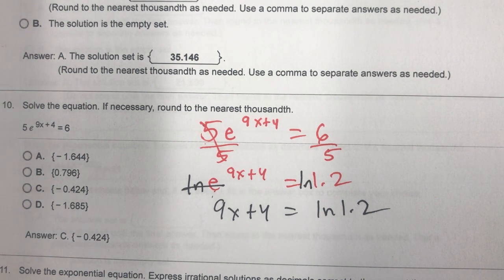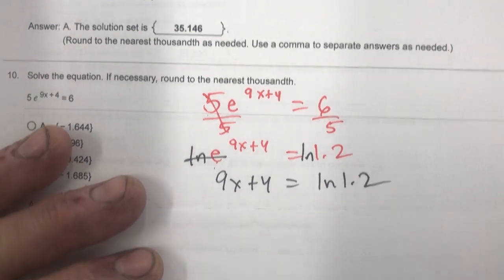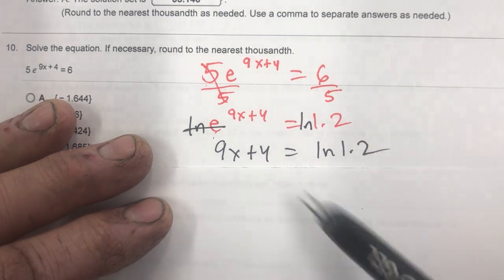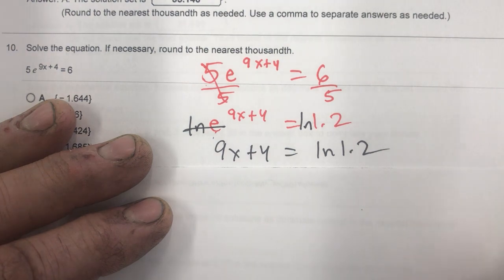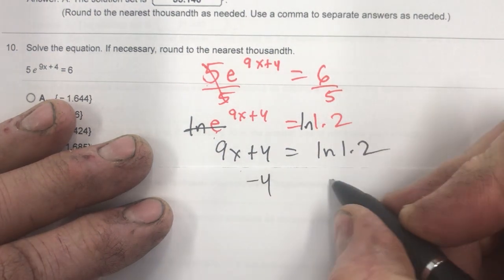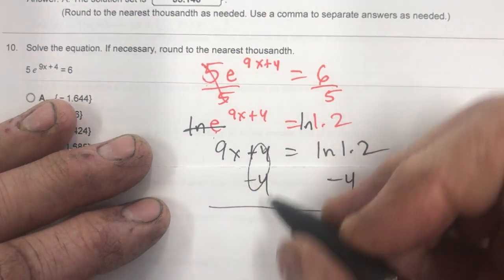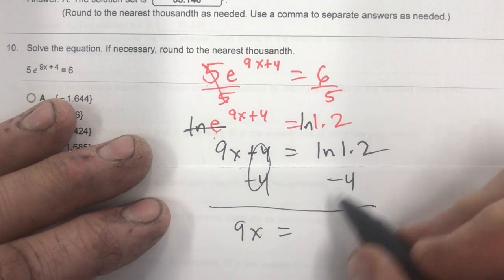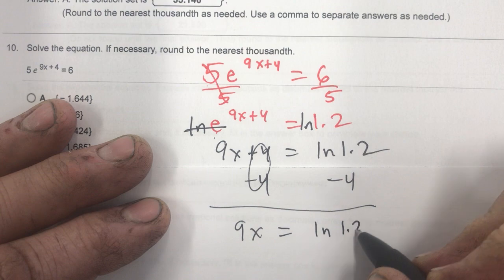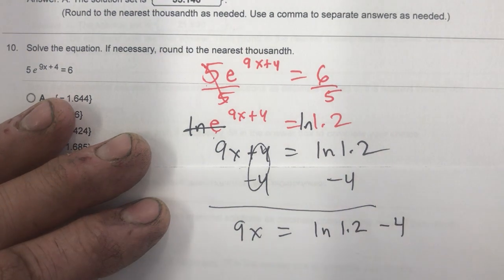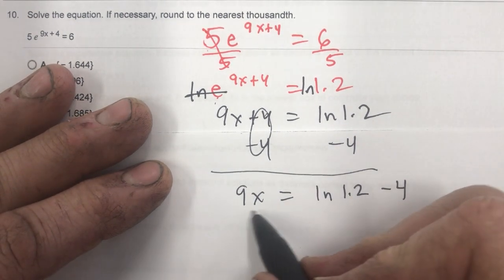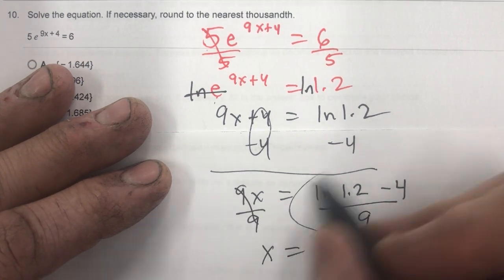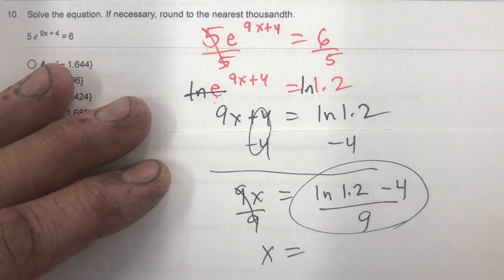All right, that means I'm going to have to subtract 4 on both sides. Okay, this will go away. 9x equals, now I can't do anything with that, so I'm going to have to leave it: natural log 1.2 minus 4. And now, I got 9 times x, I can divide both sides by 9. And there's my answer right there, and I'll just punch it in.